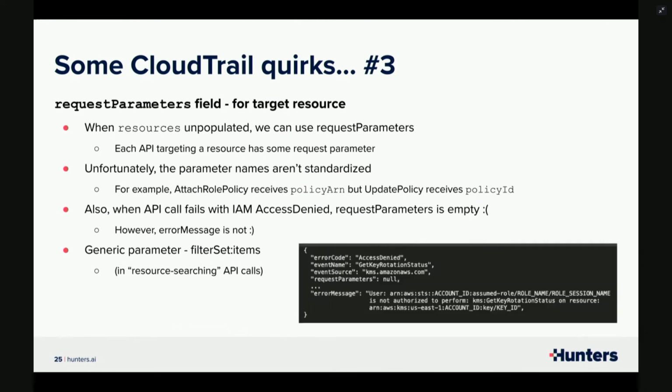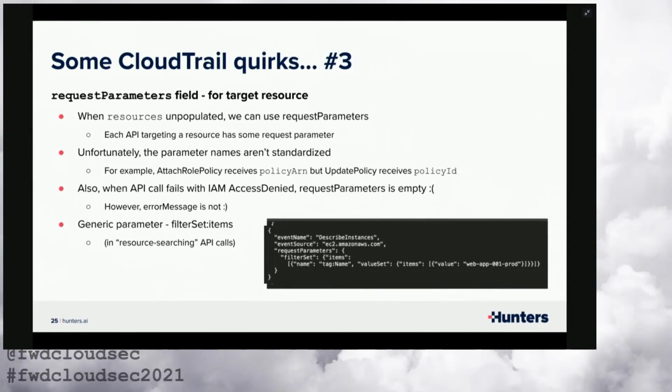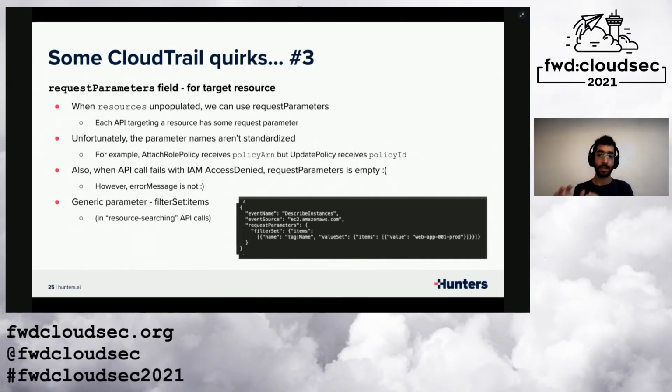Also, when an API call fails with access denied, the request parameters for some reason are always empty. But as we saw in the great talk by Noam earlier, the error message is not. So we can extract the resource from here, just like he talked about. And also in resource searching API calls, like searching for a specific instance, there's a generic parameter usually called filter set, where we can consistently find the resource being searched for.